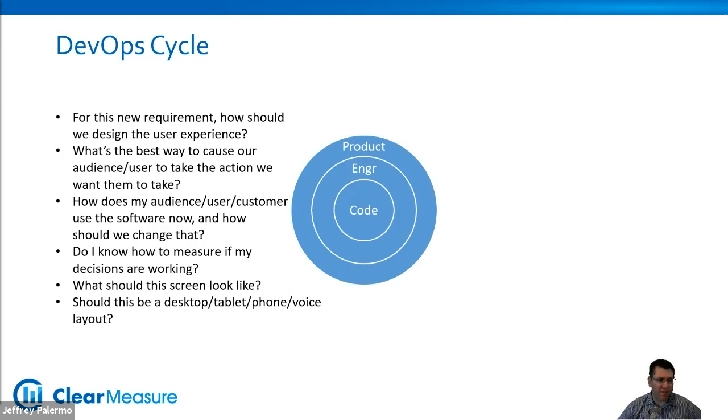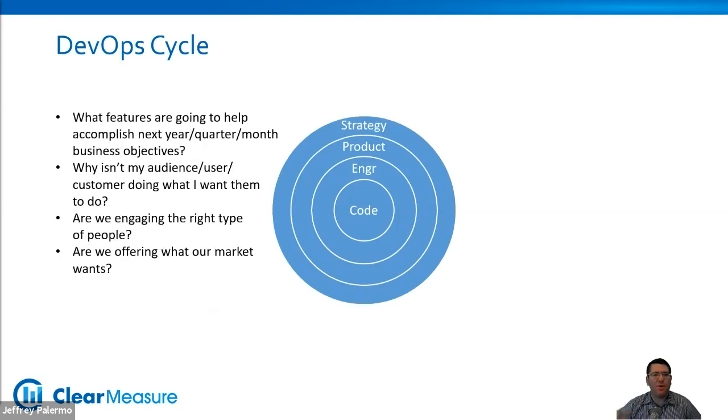And so whoever represents the product team is asking those questions. Should this be a desktop app, tablet app, phone app, voice? If we're just talking to Alexa with an Alexa skill and having it do something, they're asking themselves all those kinds of questions, and those are very important. And then wrapped around that is our strategy layer. And that's where requirements come from. The old requirement notion where we're creating the conceptual definition of what the heck we're going to build or what the heck we're going to change.